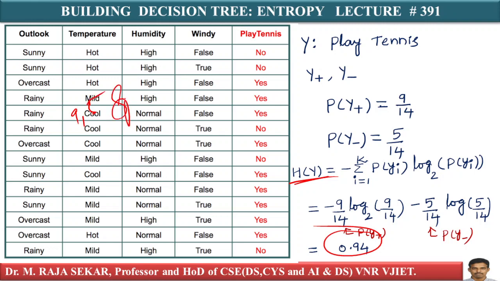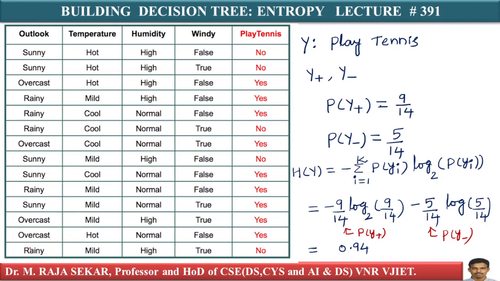What is the split? 9 comma 5 split means 9 positive cases and 5 negative cases. If this were a 14 comma 0 split, the entropy would be 0, isn't it? If the split is 14 comma 0, entropy would have been 0 at the outset. But when we started constructing the decision tree, the entropy was 0.94, isn't it?